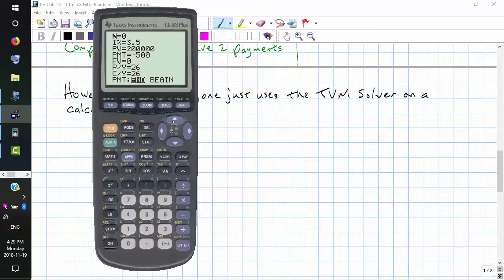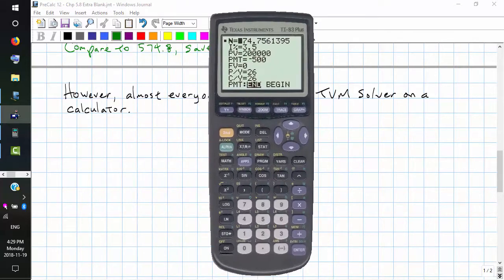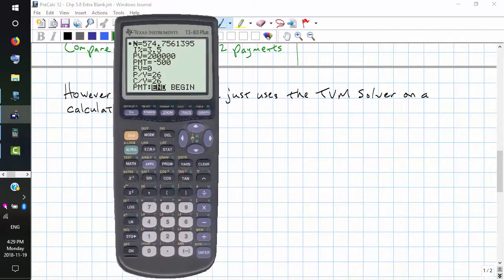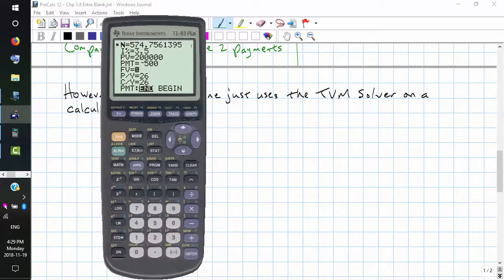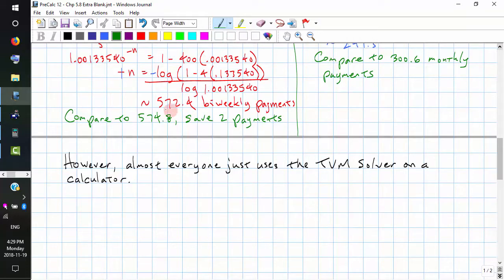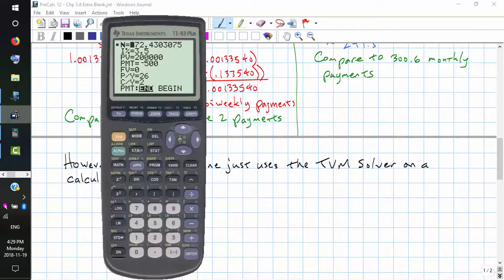And we want to calculate our N. So we go up here and we go alpha sol. And we get our 574.8. Okay, all we have to do is jump down here, change our compoundings to 2, and go back up, and second sol. And we get our 572.4, which is right here. Okay, so that's how that works.